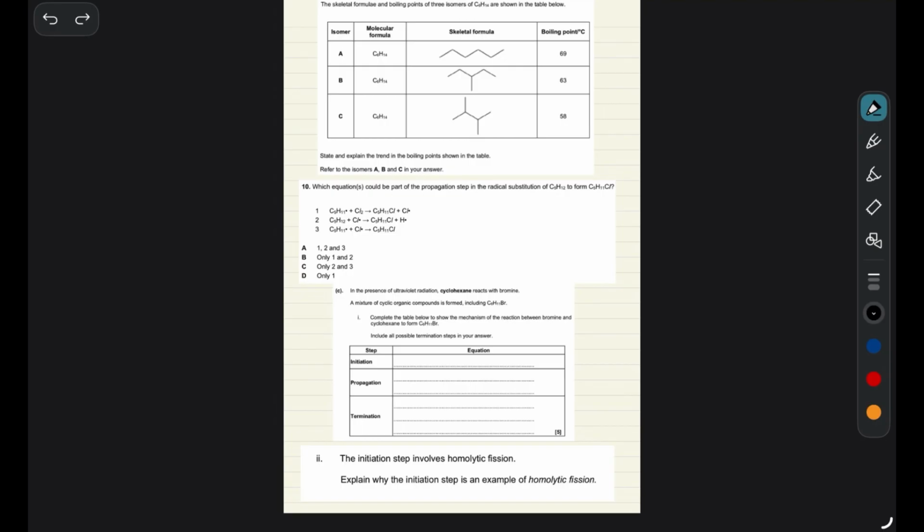Okay, people, it's time to breathe. That is the content side of this lesson done, but we need to test it with questions. So you've got 4 actually. One of them is about stating and explaining the trend in boiling point shown by some alkanes. Then you've got a multiple choice question about free radical substitution, then a 5 marker about free radical substitution, before finally just a bit of an explanation about homolytic fission. So pause the video, have a go, and we'll be in the answer.